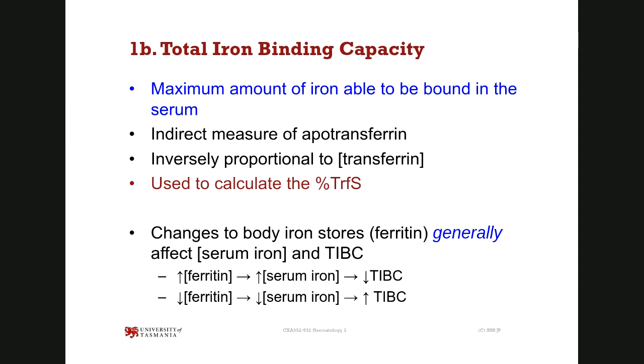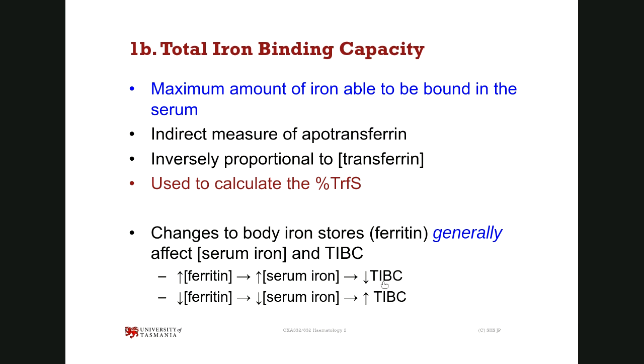If we've got an increase in serum iron, then that means that our total iron binding capacity is going to be reduced, because more of the serum iron is going to bind to the transferrin molecule, and there's going to be less of the apotransferrin that hasn't been bound.